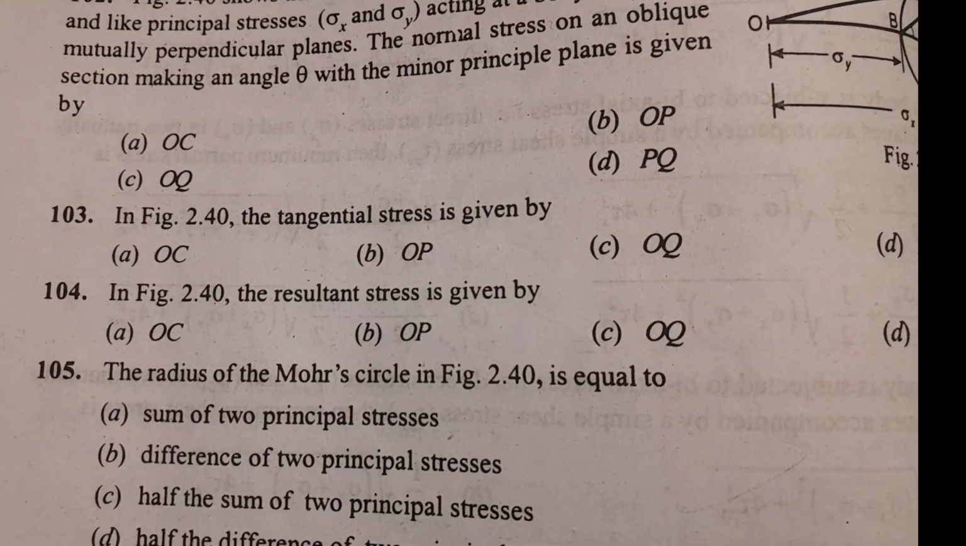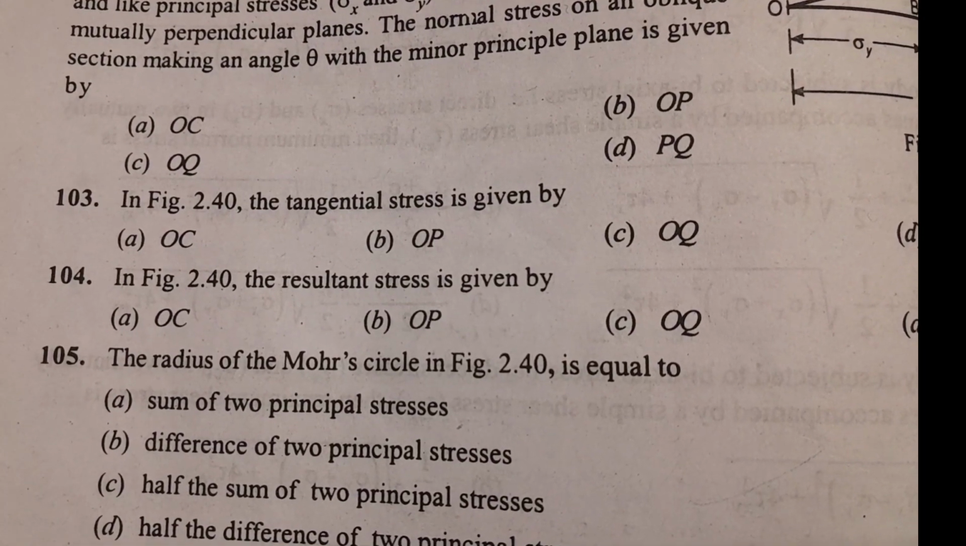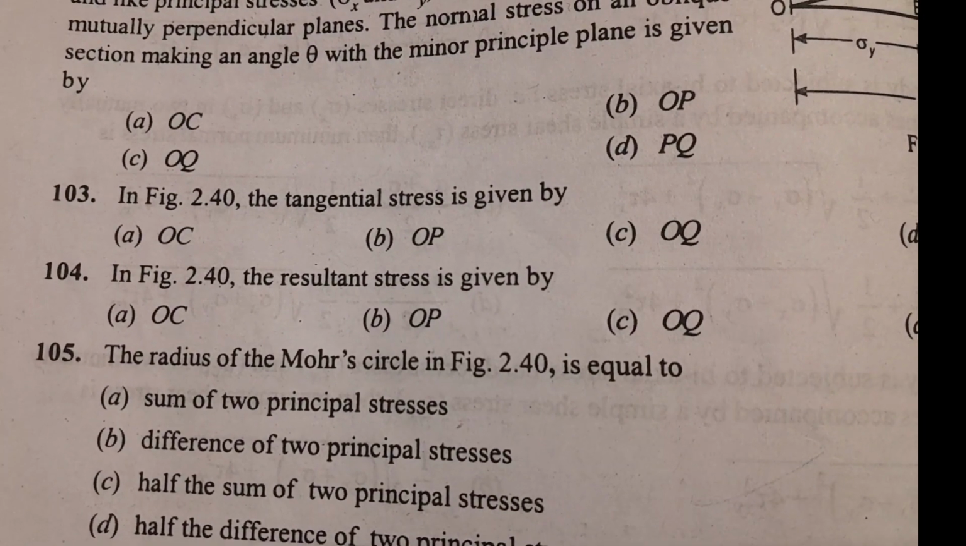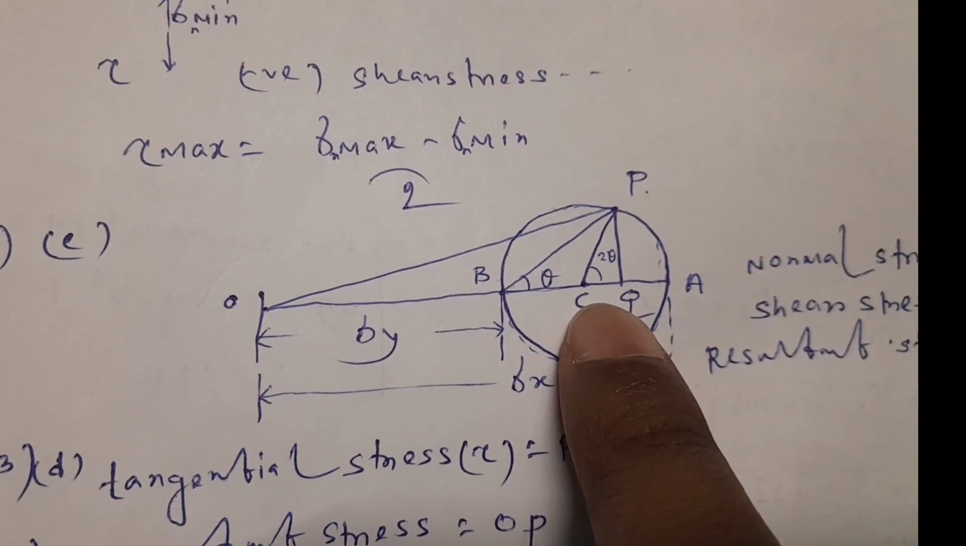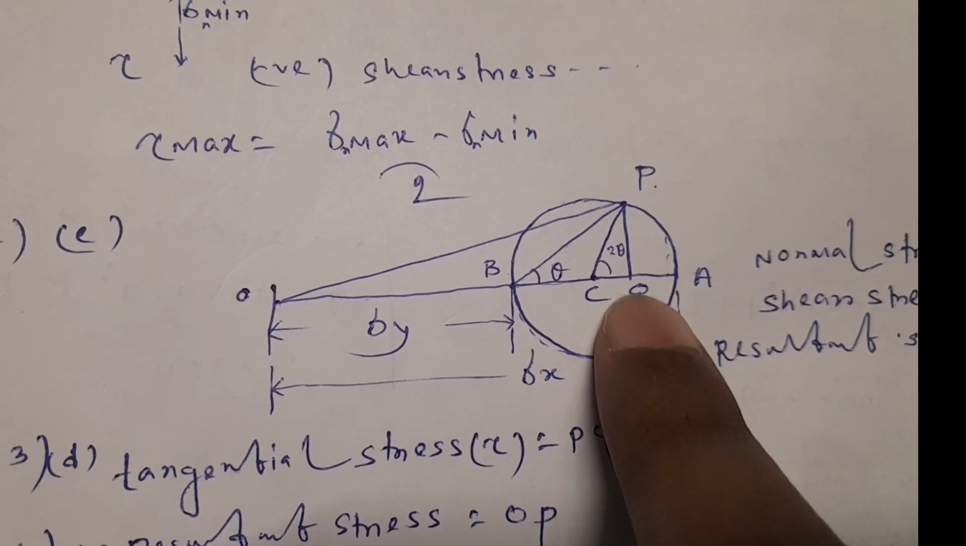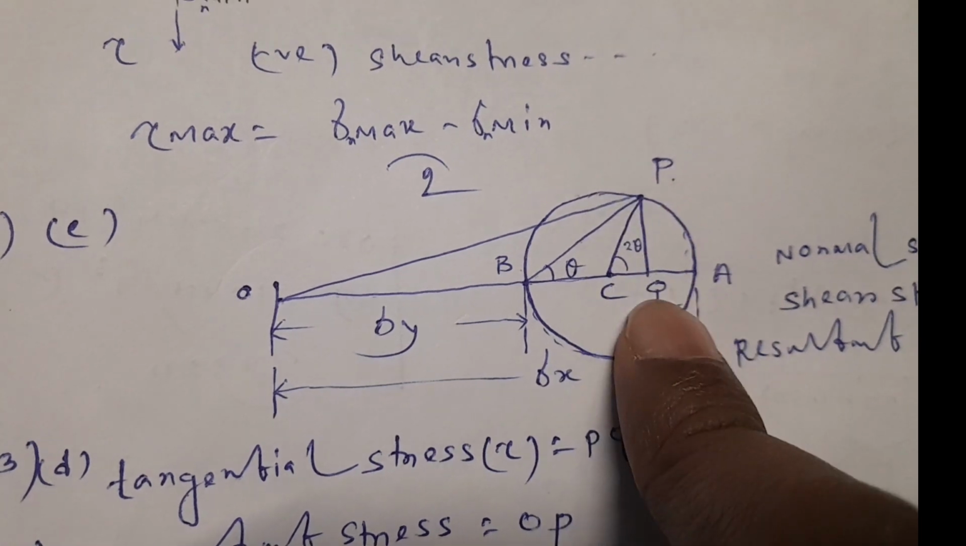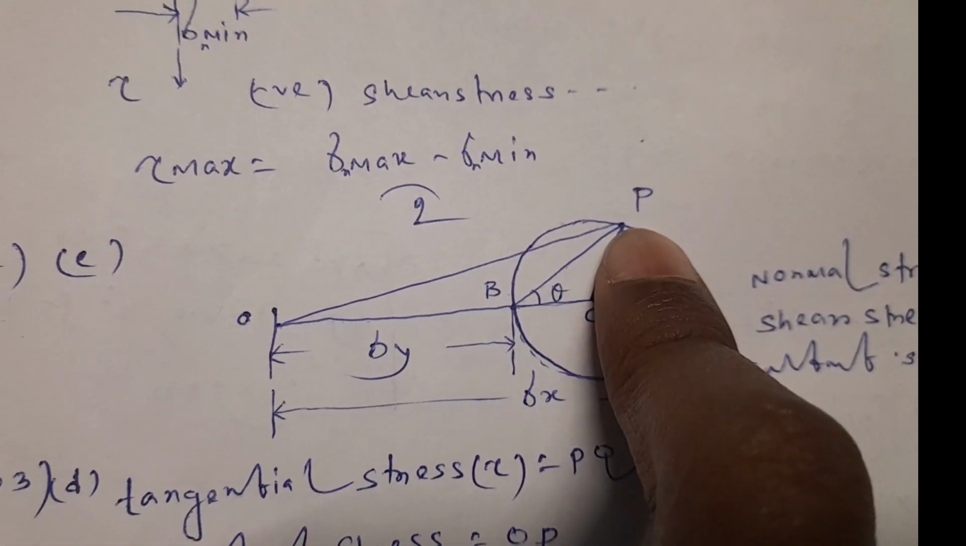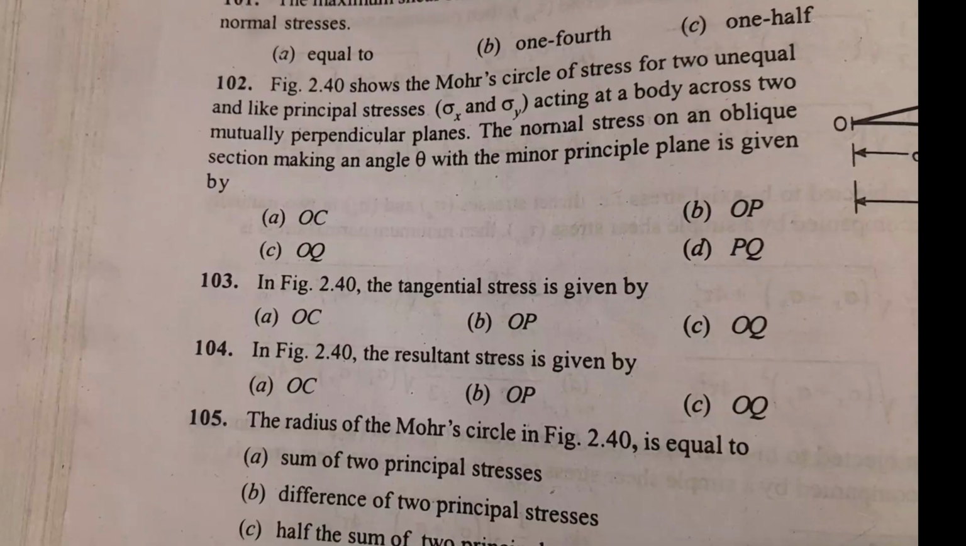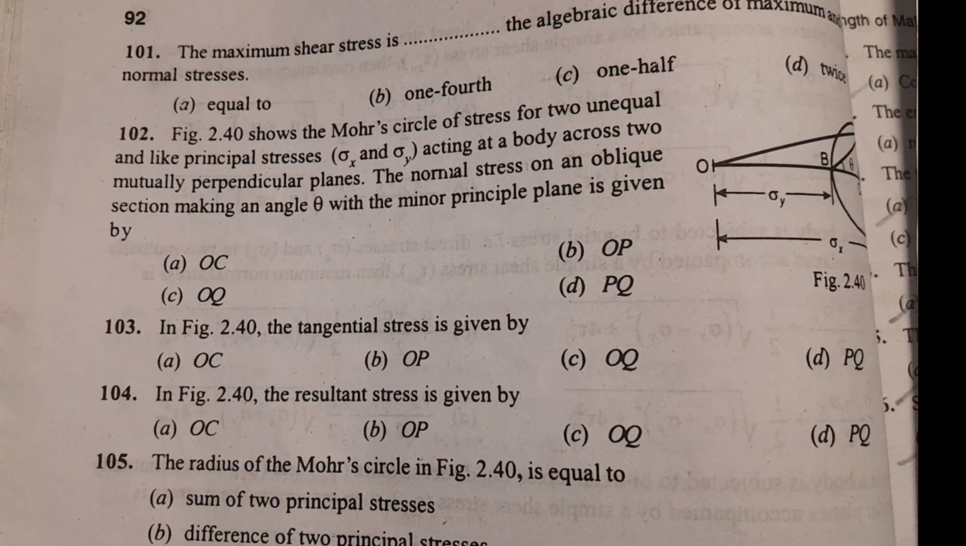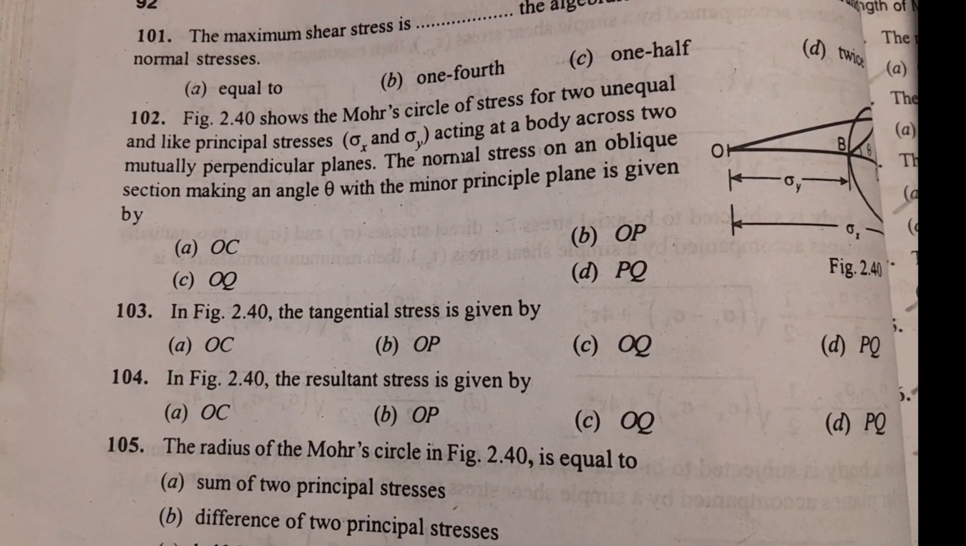Next, question 103. In figure 2.40, the tangential stress is given by. I told you the tangential stress or shear stress is the vertical length of this triangle. So PQ will be the shear stress or tangential stress. Option D is the correct answer for this question 103.